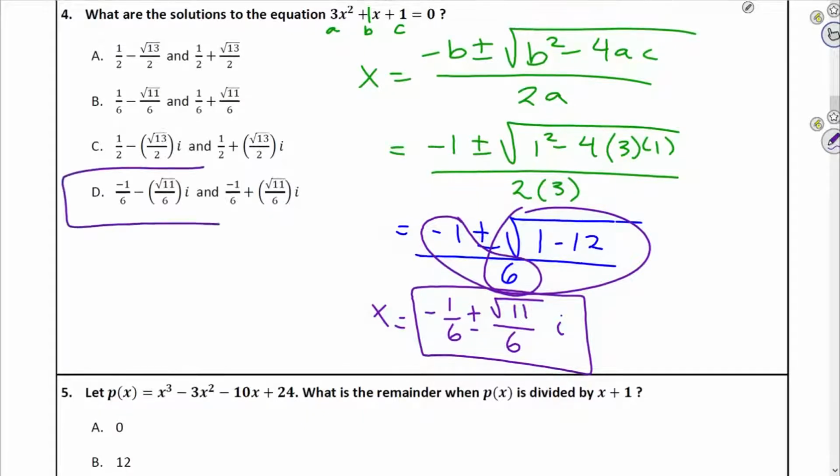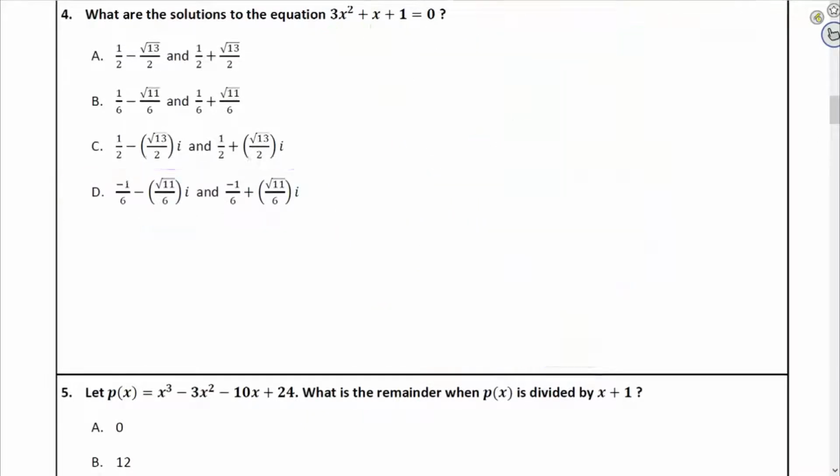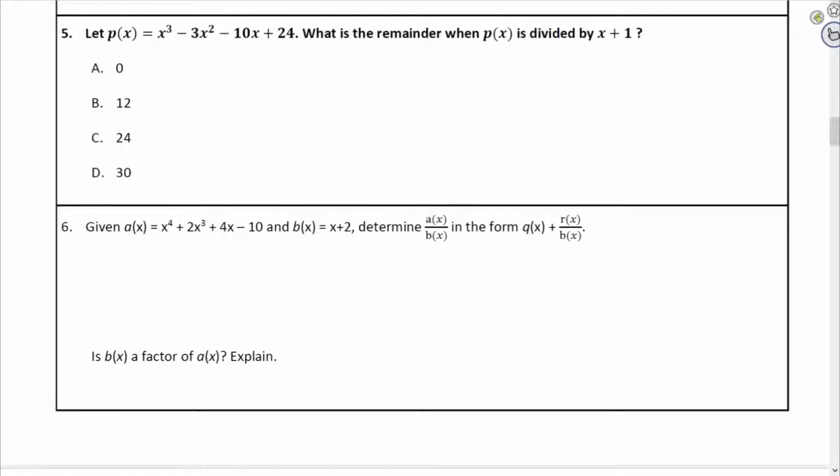So it looks like D is the answer. In number 5, we'll let p of x equal this polynomial. What is the remainder when p of x is divided by x plus 1? So I'm going to use the remainder theorem. You could use synthetic division if you wanted to.